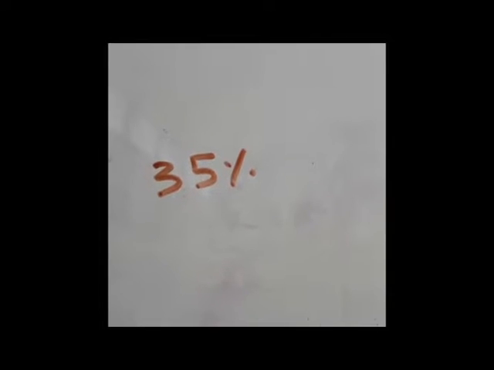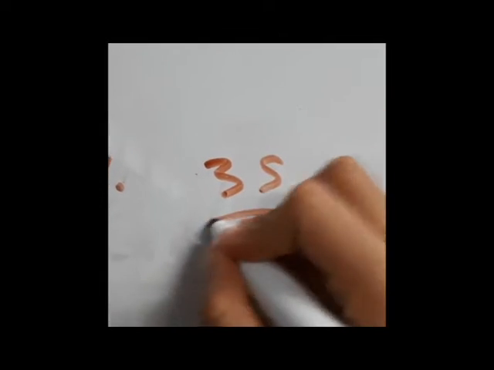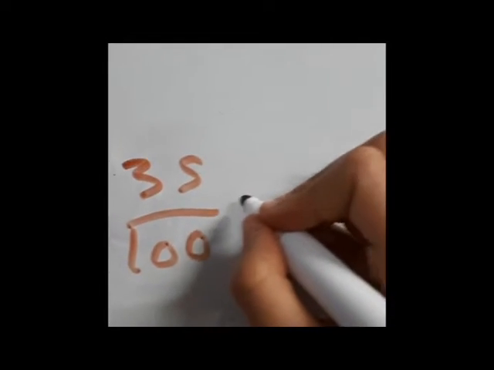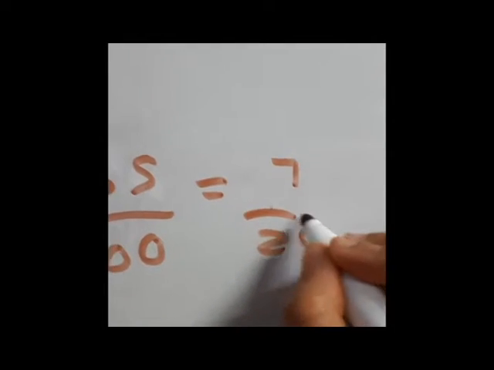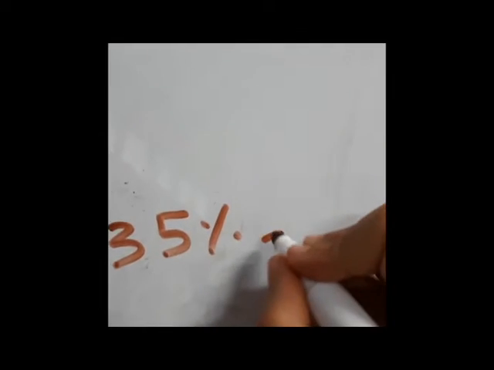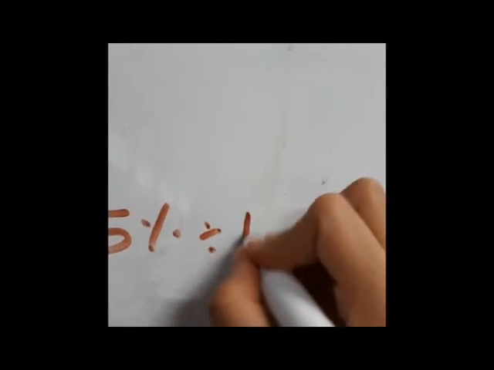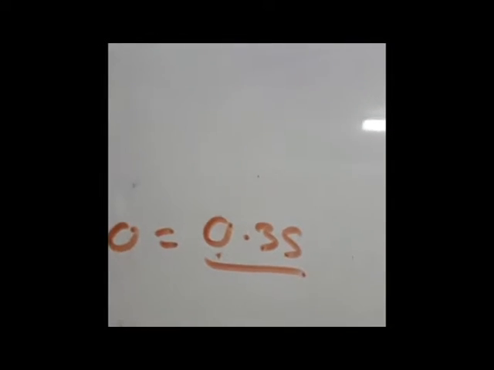The next thing is writing 35%, which is a percentage, as both a fraction and a decimal. So 35% must be 35 over 100, because whenever you have a percentage, the denominator will be 100. This can be simplified to 7/20, and that is our answer. Now 35% as a decimal would just be 0.35 because you just divide it by 100. So giving us an answer of 0.35.